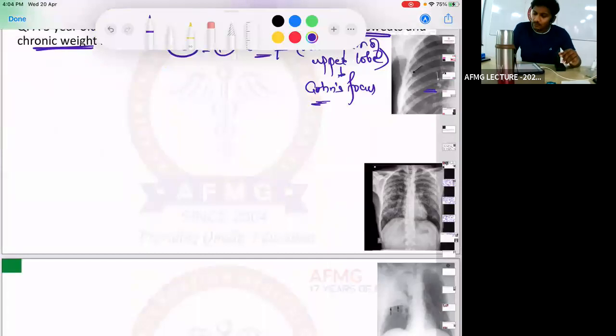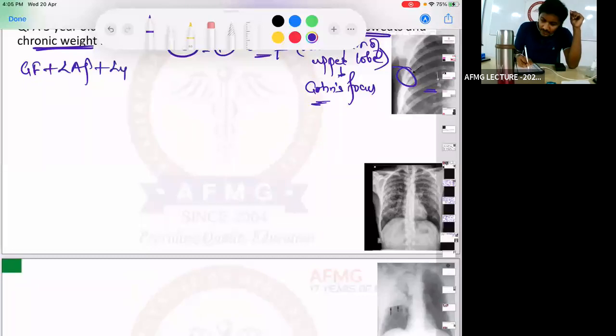After Ghon's focus, what can happen if the patient has good immunity? Then there would also be involvement of lymph nodes, and there can even be lymphangitis. So if there is Ghon's focus, lymphadenopathy and lymphangitis, it is known as which complex?